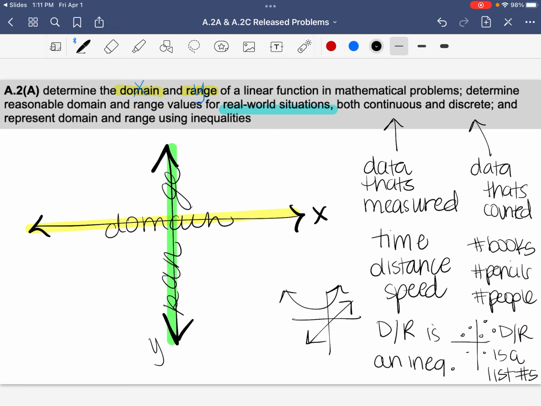So guys, to review what we're talking about, we're determining our domain and range of linear functions in mathematical problems, and we're determining our reasonable domain and range for real-world situations, both continuous and discrete, and then we're going to represent it using inequalities or lists of numbers. All right, so let's go ahead and look at our next problem.